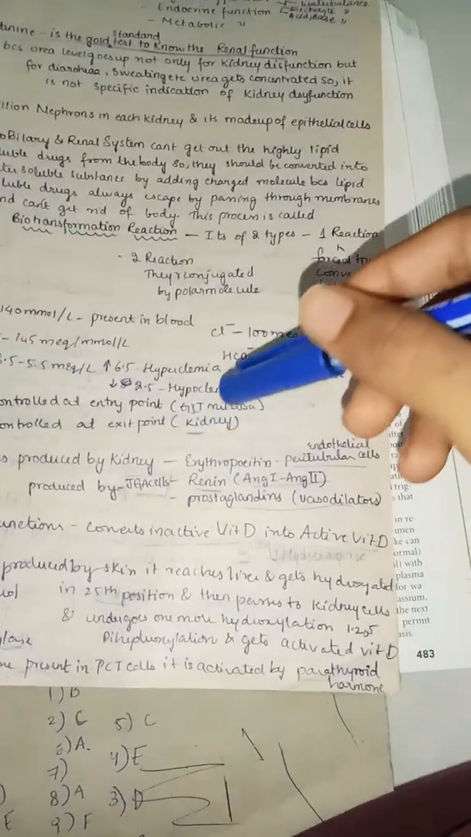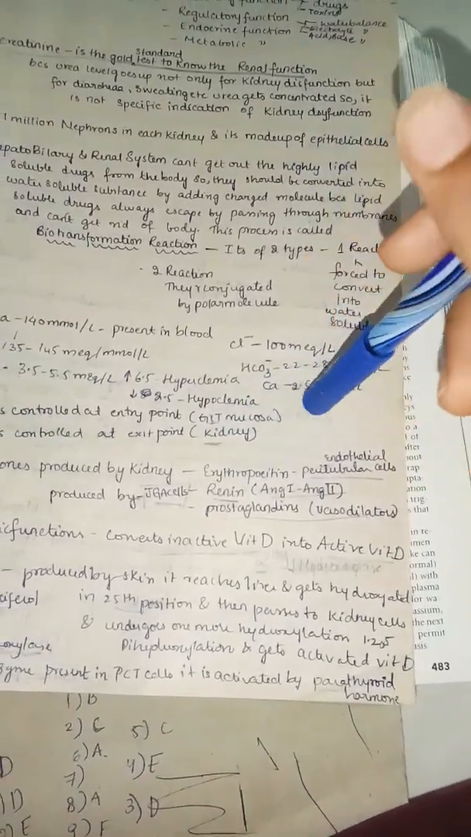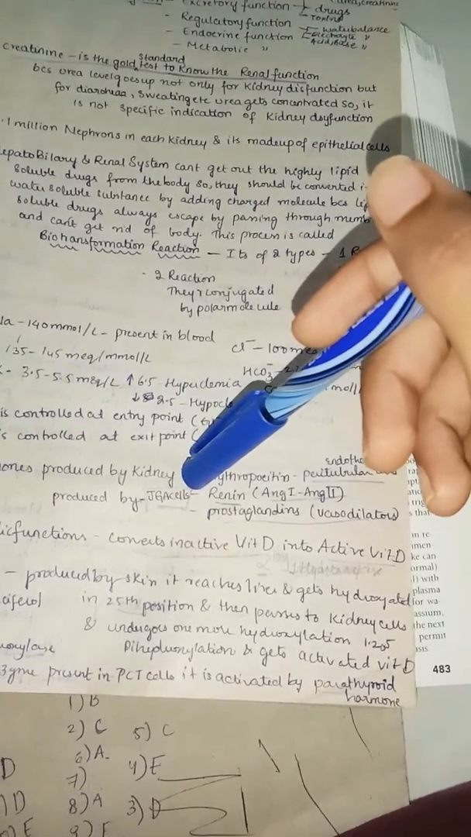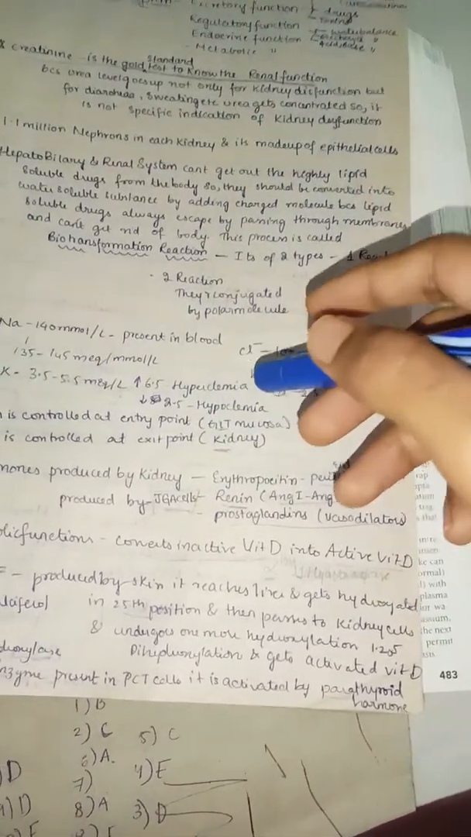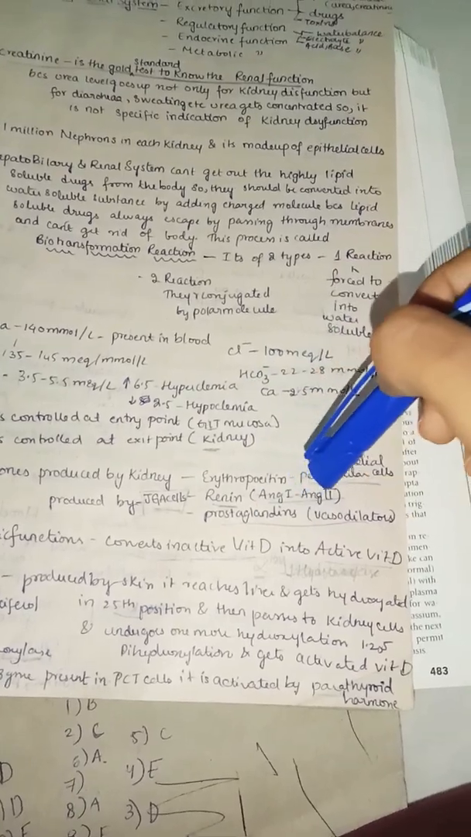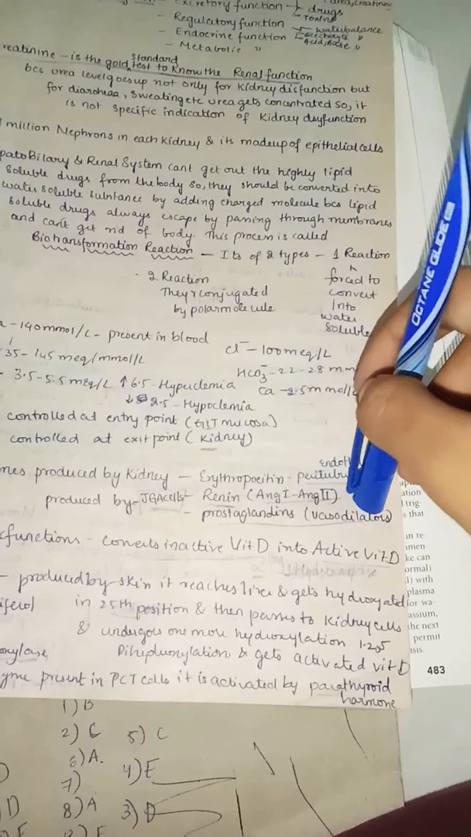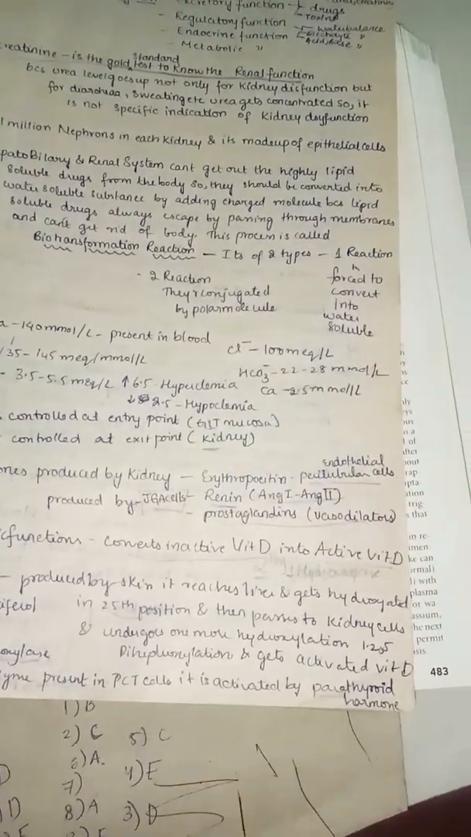And next we have renin. Renin is produced from JGA cells, that is juxtaglomerular apparatus cells. We will discuss all of those. Renin mainly converts angiotensin 1 into angiotensin 2, so it is required for that conversion.